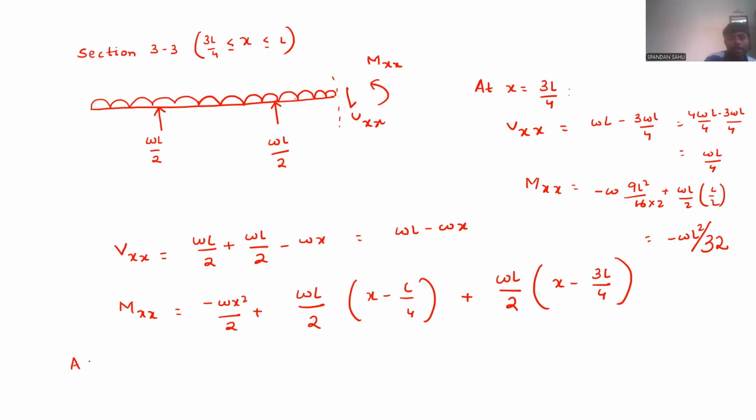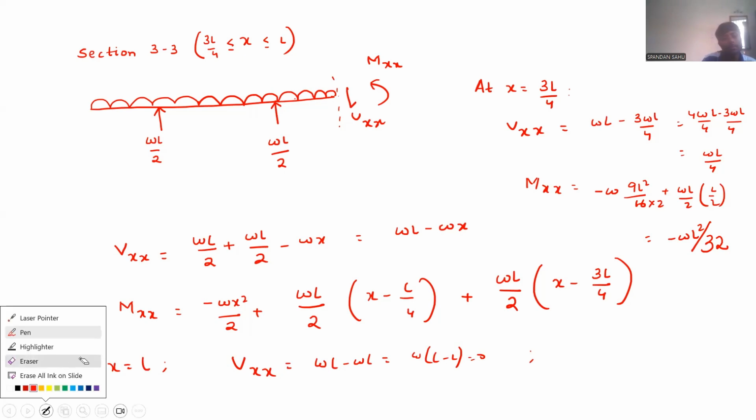Now, similarly, at x equal to L, that is the final point, what will be the value of Vxx? It will be WL minus WL. So it is W times L minus L, equal to 0.